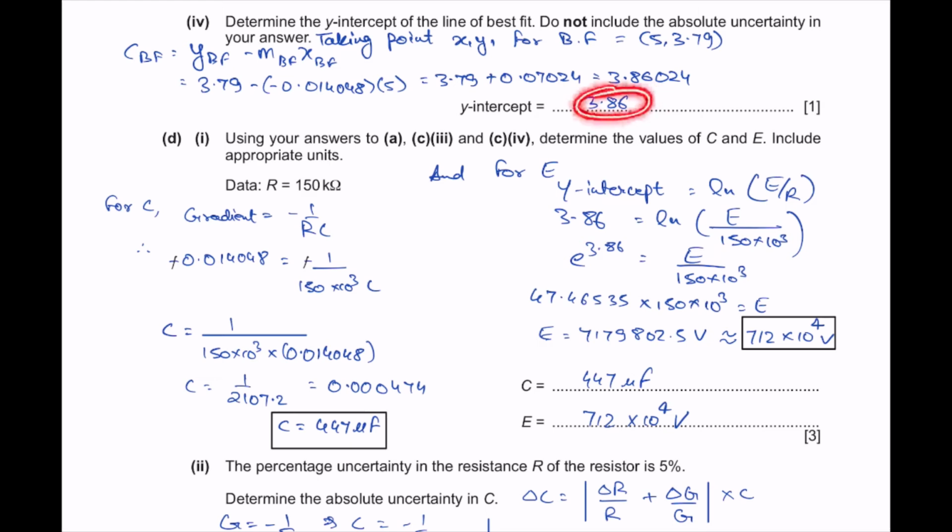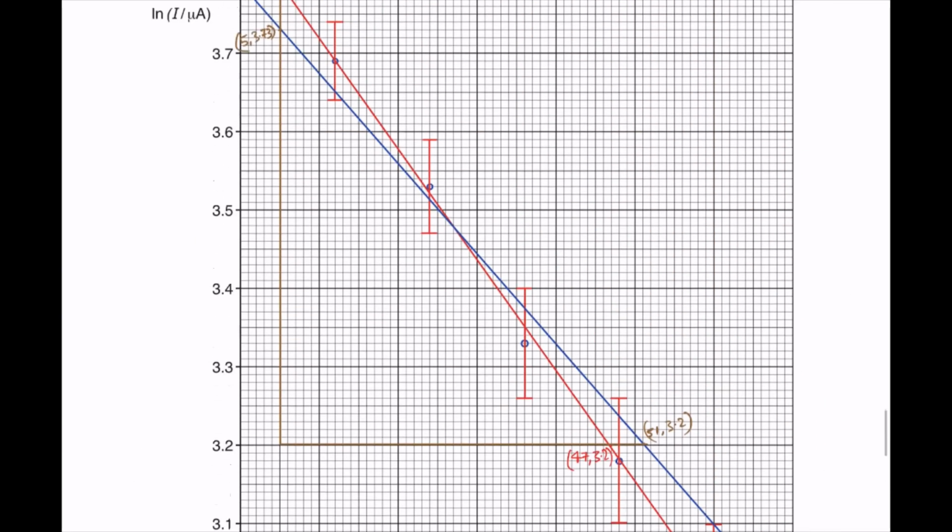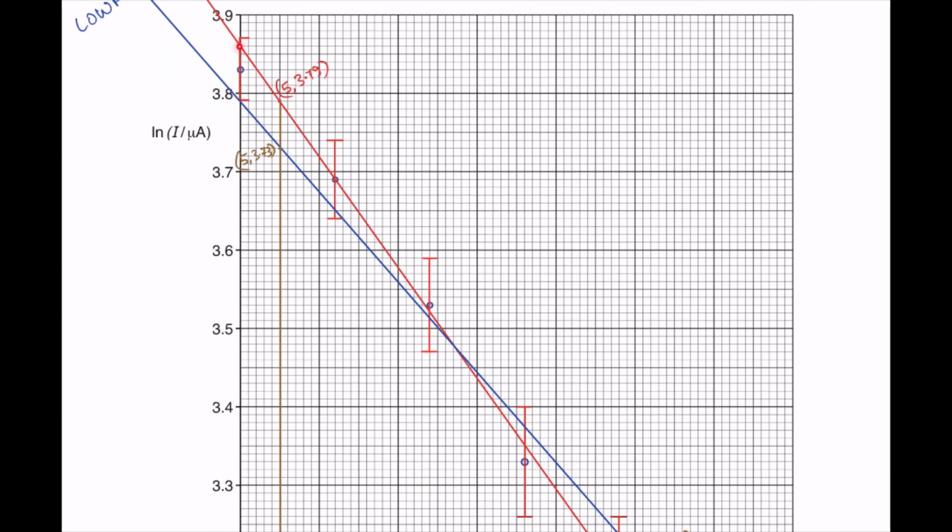Yes, we can check with the graph also. 3.86 is the value for y. This is the y-intercept, and look at the graph I have drawn.